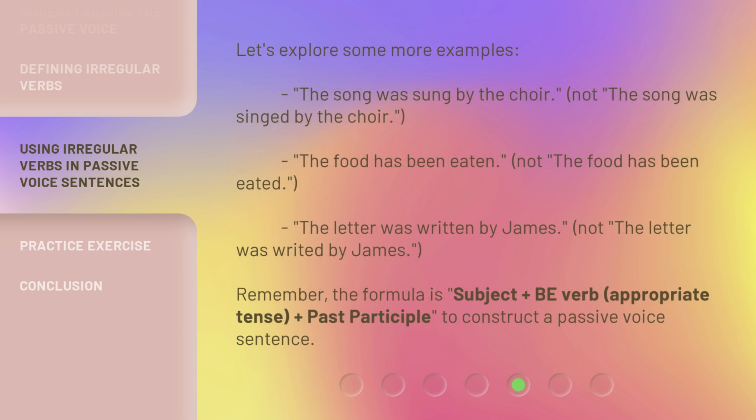Let's explore some more examples. The song was sung by the choir, not the song was singed by the choir. The food has been eaten. The letter was written by James. Remember, the formula is subject plus be verb, appropriate tense, plus past participle, to construct a passive voice sentence.